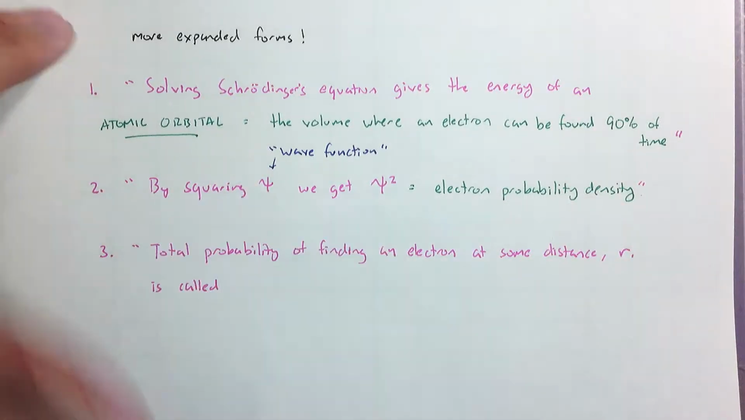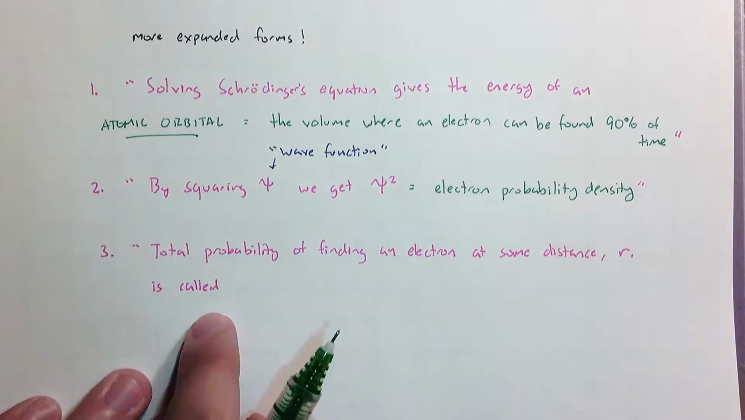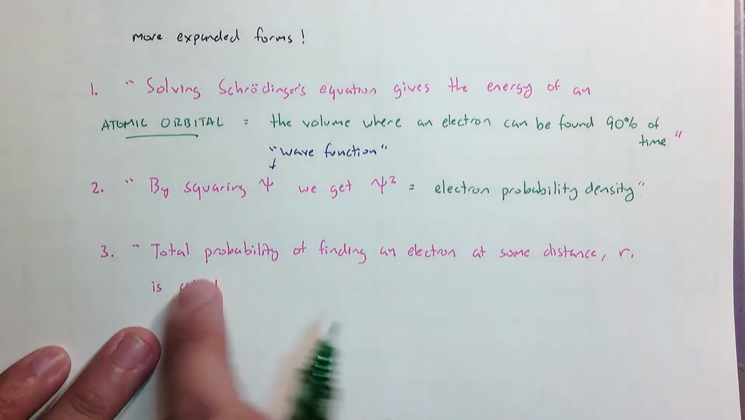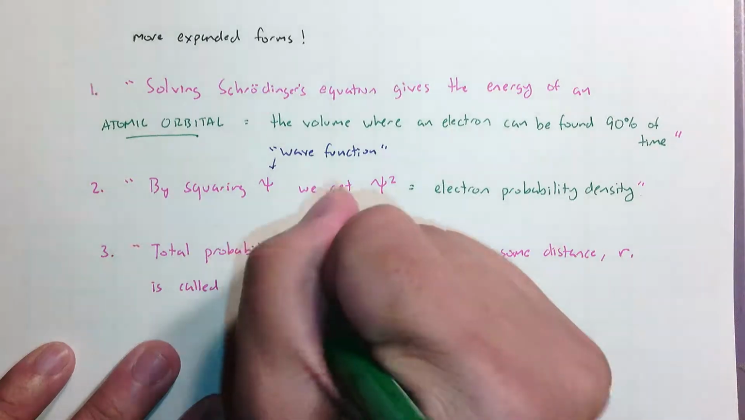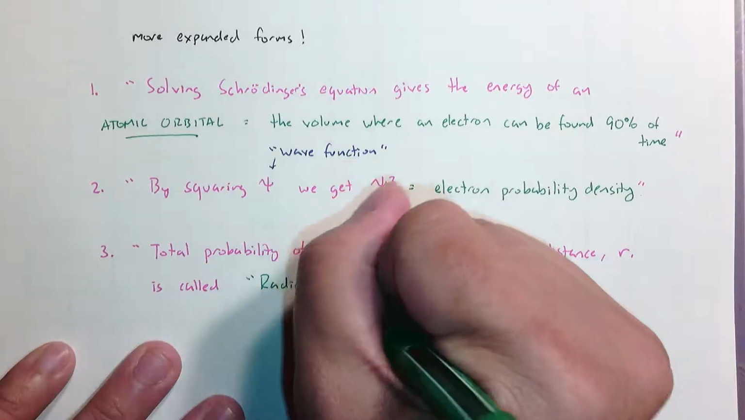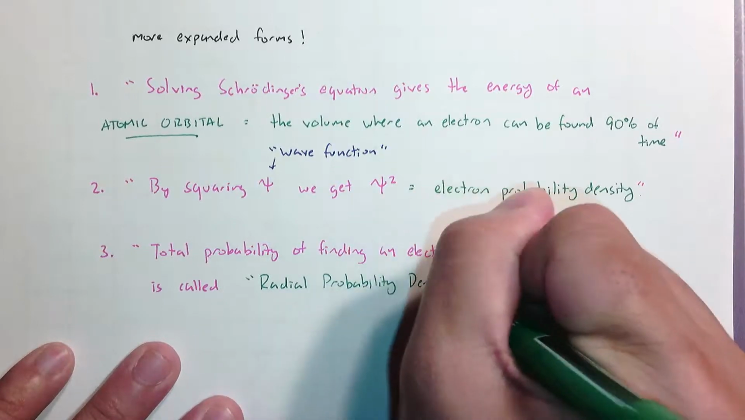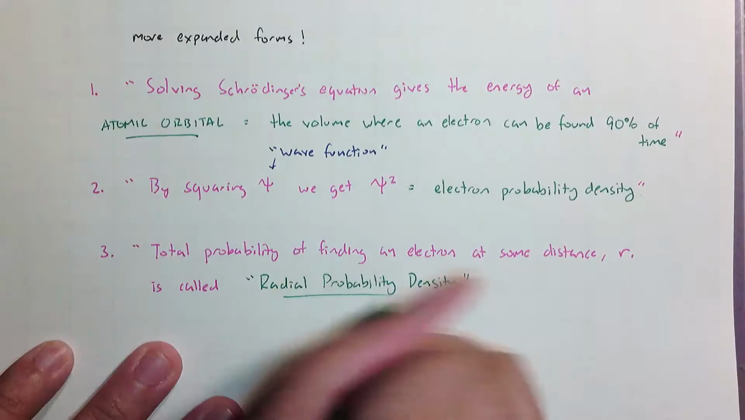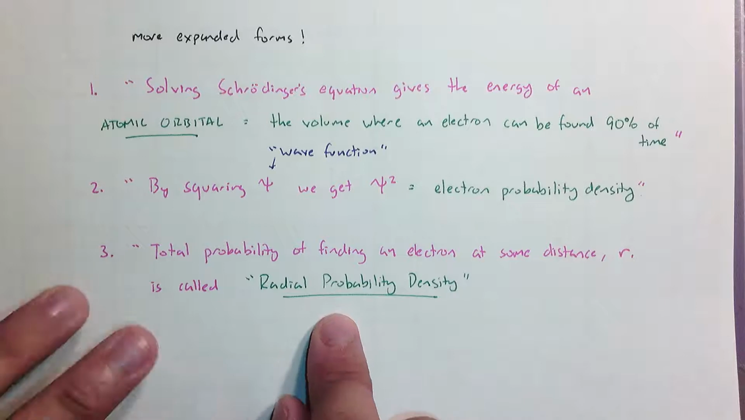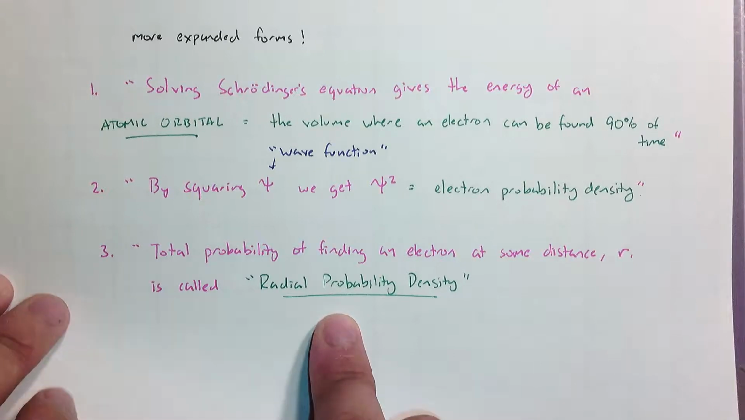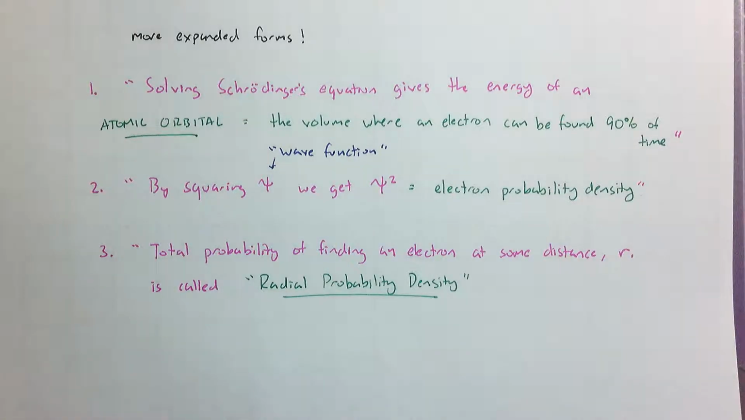Out of these three, I want you to know what an atomic orbital is, and I want you to know what this total probability is called: the radial probability density. I'll underline it, okay? Because we are going to see in later videos a deeper consideration of this. Let me go now to another picture.